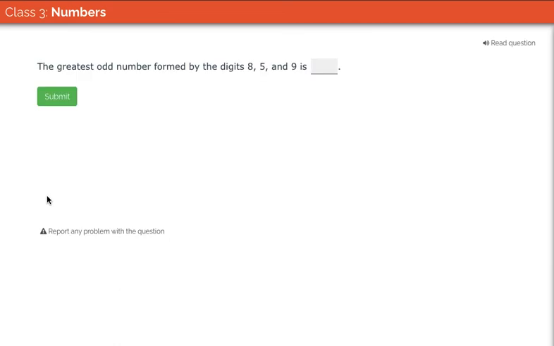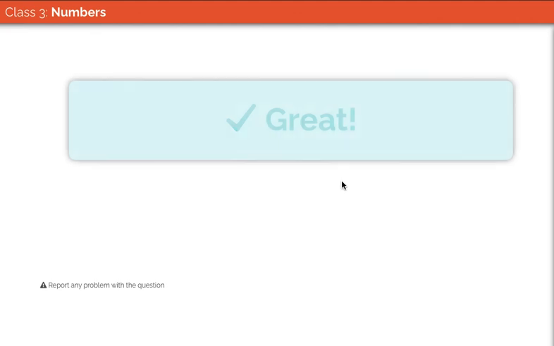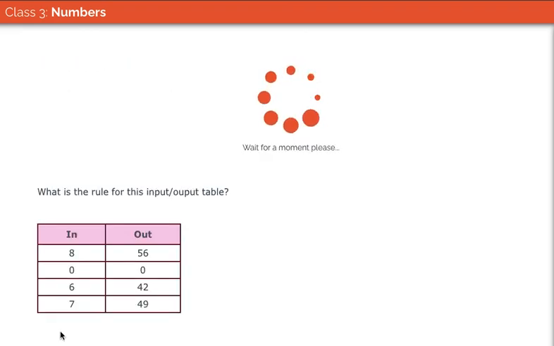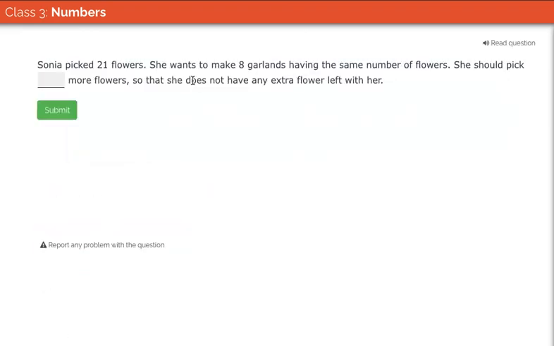Awesome! The greatest odd number formed by the digits 8, 5 and 9 is... Okay. What is the rule for this input and output table? Multiply by 7. That's perfect.